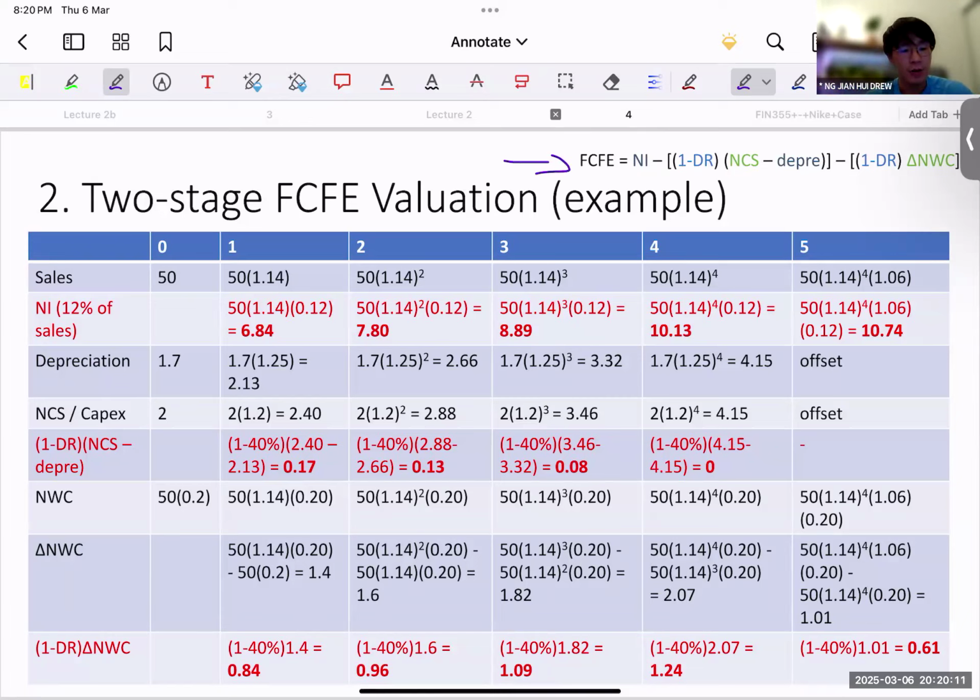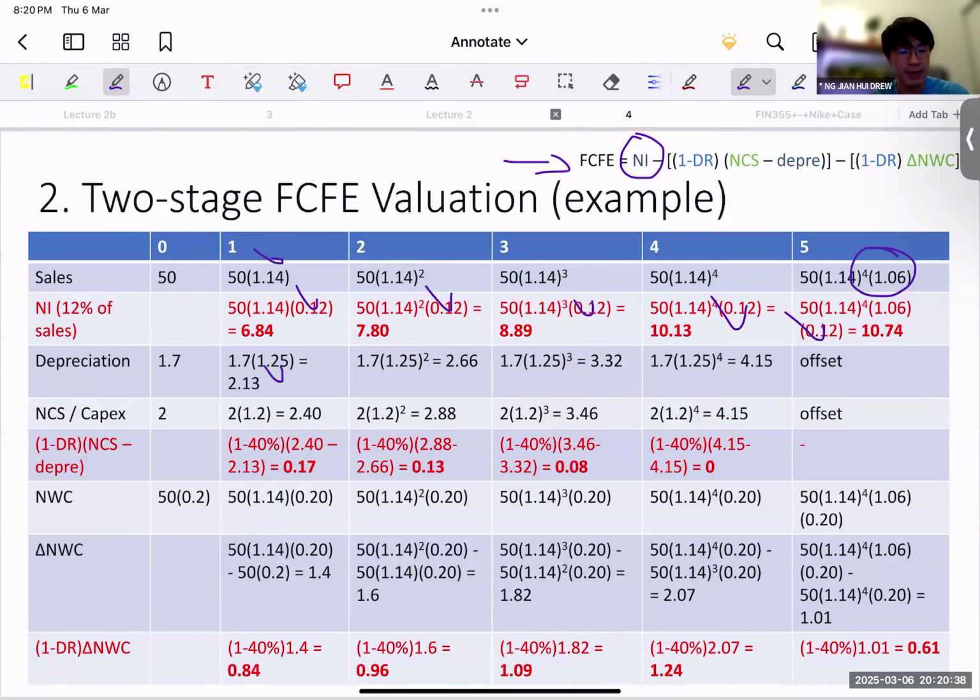So sales are growing at 14% as given, and then in the fifth year it grows at 6% only. Net income is 12% of sales. You just multiply 12%, 12%, 12%, 12%, 12%. We have gotten our NI, which is what we found here. Again, I highlighted them in red. Those are the key numbers that we want to use for FCF.